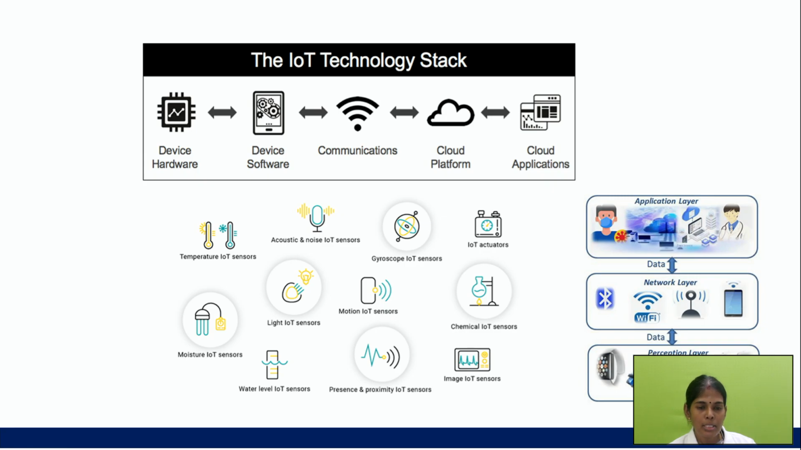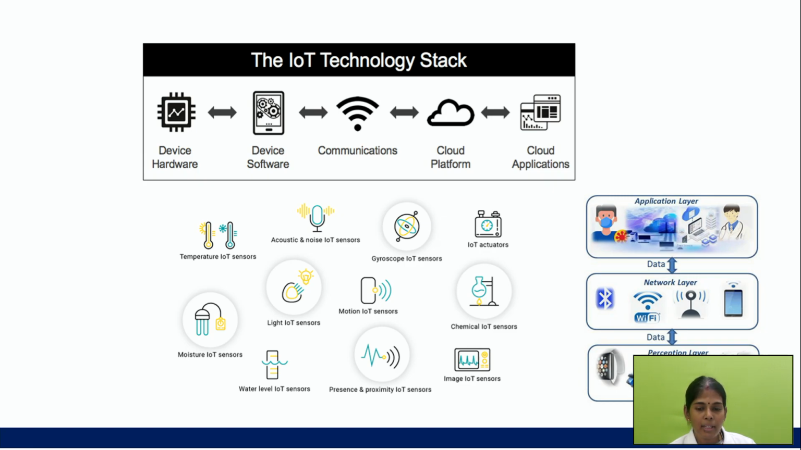The fourth layer of the IoT stack is the cloud platform. In this cloud platform, we are going to store all the information and record all the sensor information in the cloud platform. The final one is the cloud applications. The final stack is the cloud application that is used to run on top of the cloud platform and provide the end user with a way to interact with IoT systems.